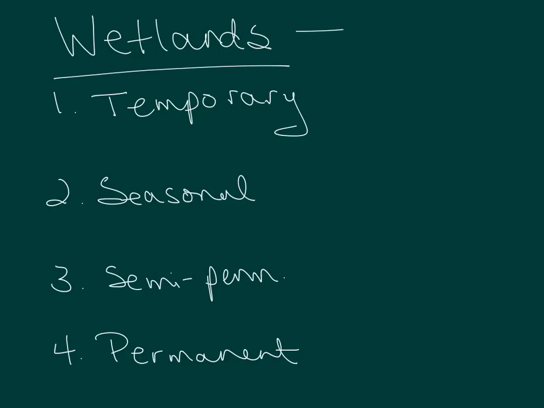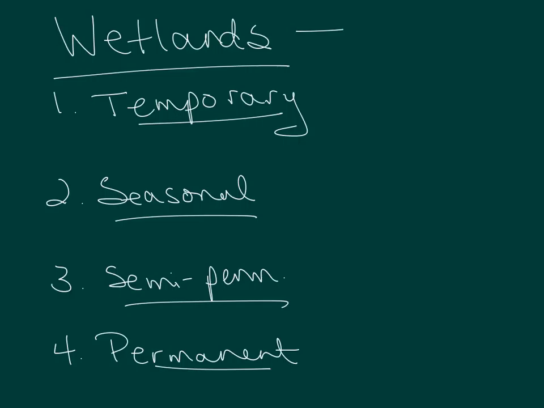There are 4 types of wetlands: temporary, seasonal, semi-permanent, and permanent. And I know that they asked this question on the Envirothon test in some ways, something about these 4. So what defines them as being seasonal, permanent, or temporary?